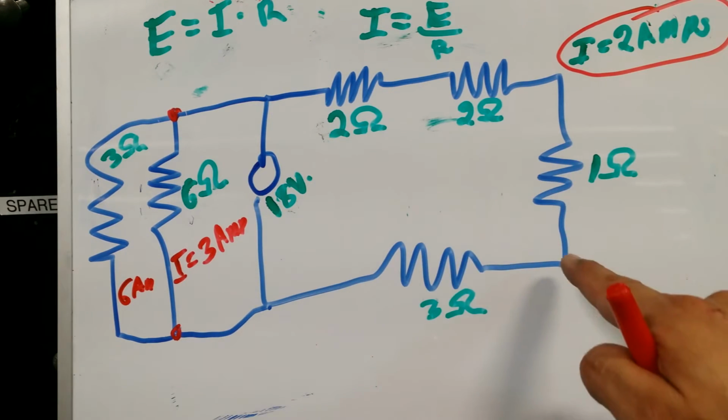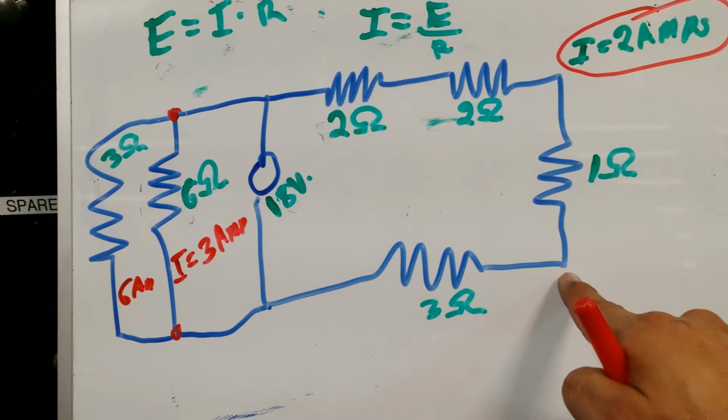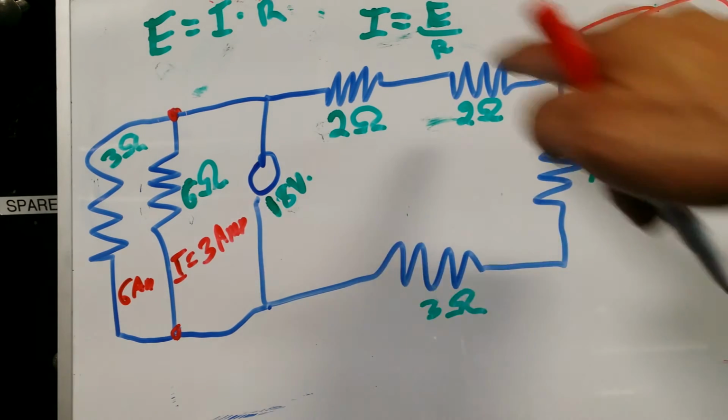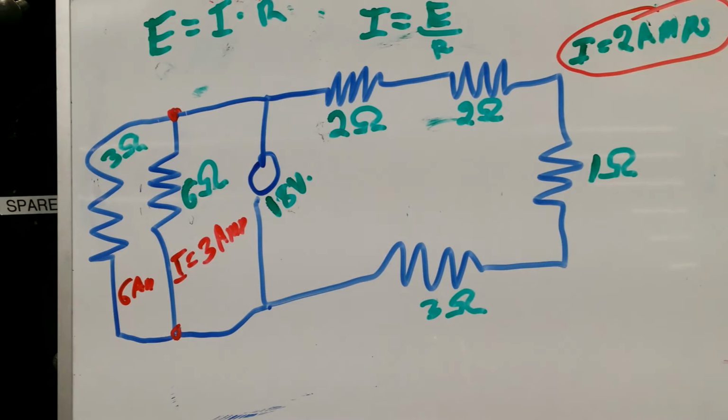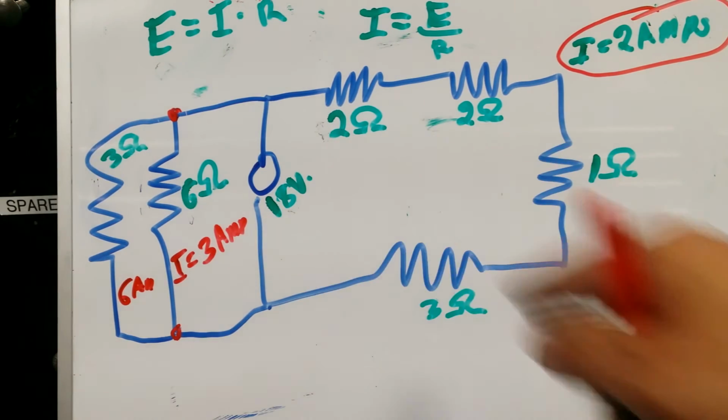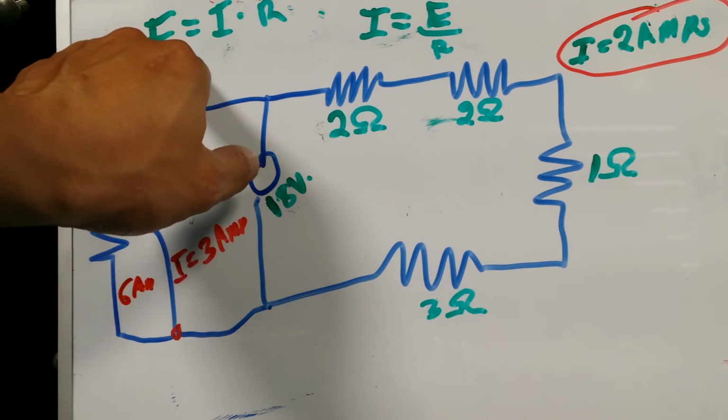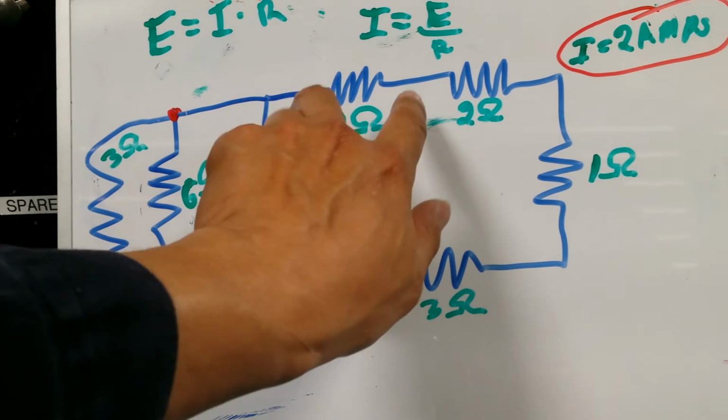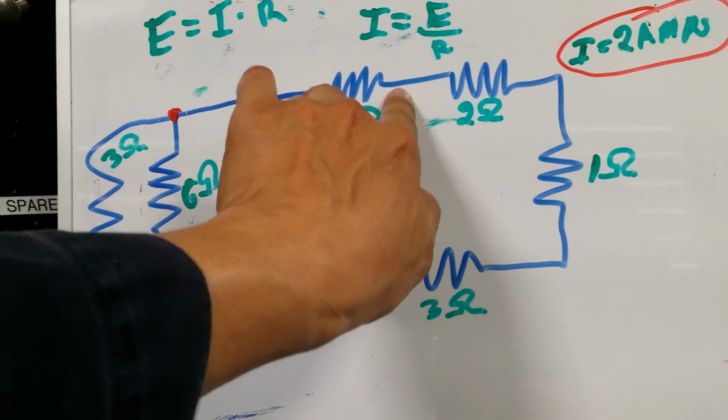So as soon as you see 2 amps over here, that means that you're seeing 2 amps all across the circuit. So if I go back to my original formula, now what I want to know is what's the voltage drop on here.